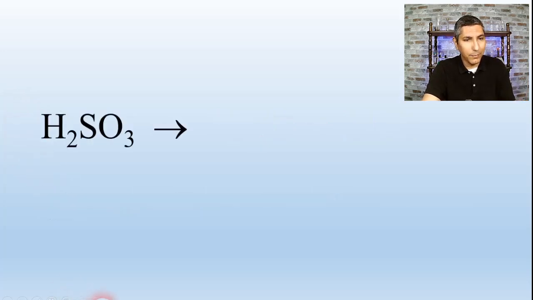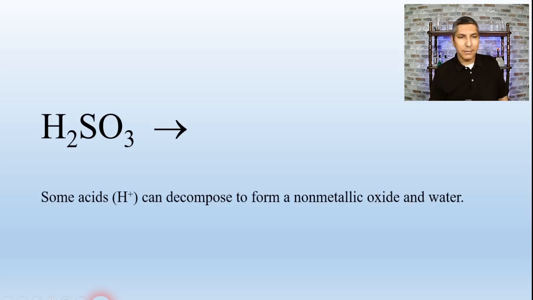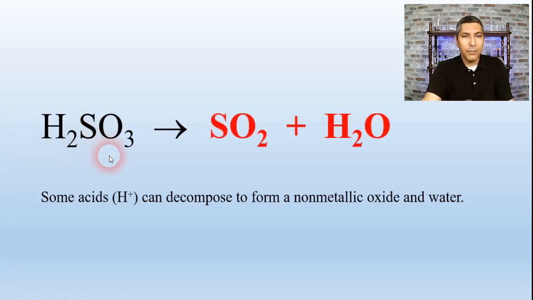Let's try another example with a decomposition process, H2SO3. Now you might remember the last example was a metallic hydroxide. This one is an acid. And some acids can decompose to form a non-metallic oxide and water. So we know that H2O is one of the products, and the non-metal in here, of course, is sulfur. So this is going to be a sulfur oxide. Now, just like I said earlier, whenever we were forming acids, sometimes you just have to know what that non-metallic oxide is going to be.